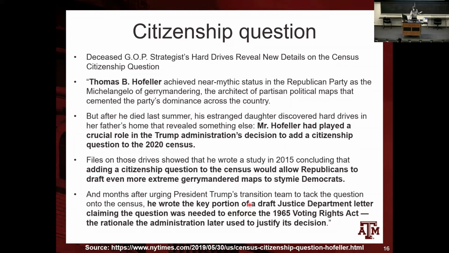He wrote the key portion of a draft Justice Department letter claiming the question was needed to enforce the 1965 Voting Rights Act, the rationale the administration later used to justify its decision. So what is interesting about all this debate in relation to demography? We are saying we are just collecting information about the population, just counting how many people we have here. It might sound really simple, but it has really important political implications. And that is what is going on in terms of the public debate now.